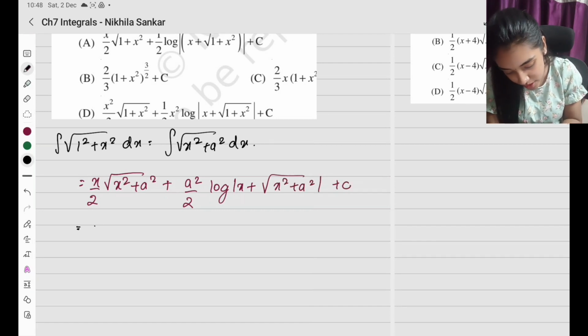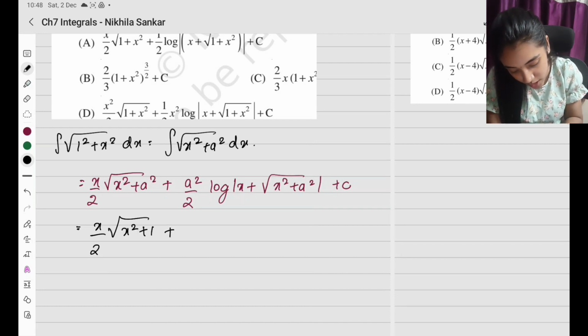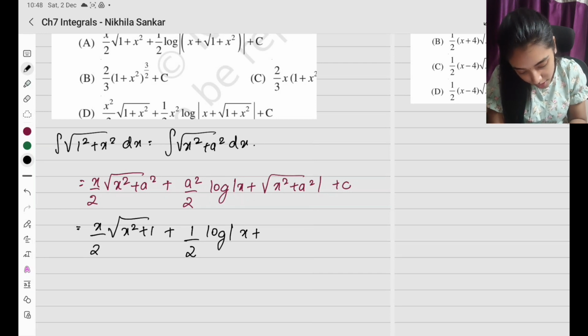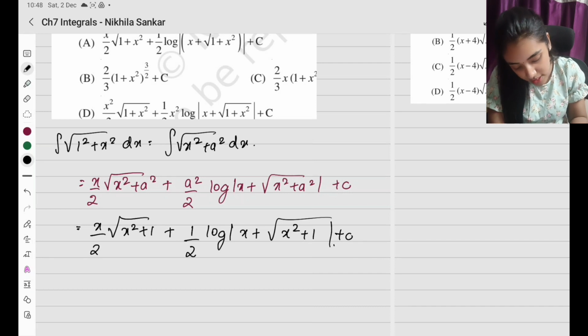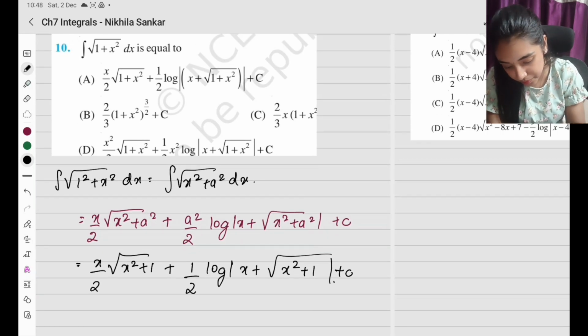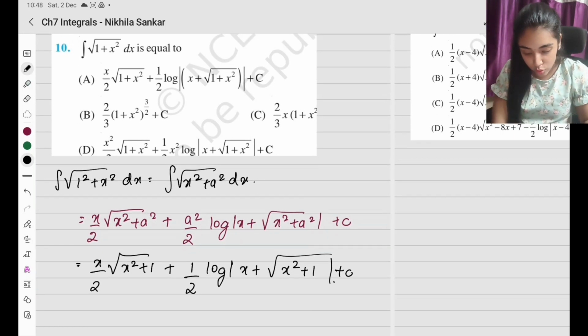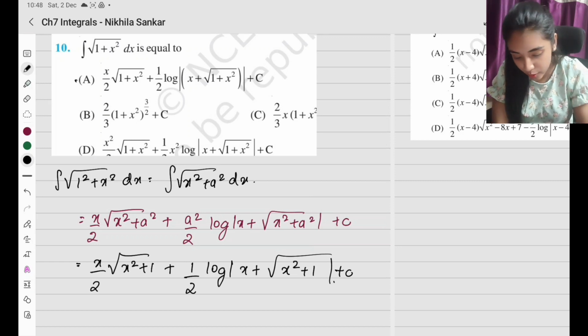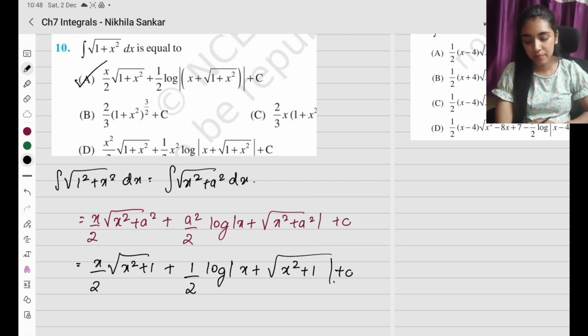So when I apply what is in the question, I have x divided by 2 square root of x square plus 1, with a's value being 1. So 1 square is 1, by 2 log mod x plus square root of x square plus 1 plus c. So what is the option? x by 2 square root of 1 plus x square plus the log term. So it is option A. Okay.